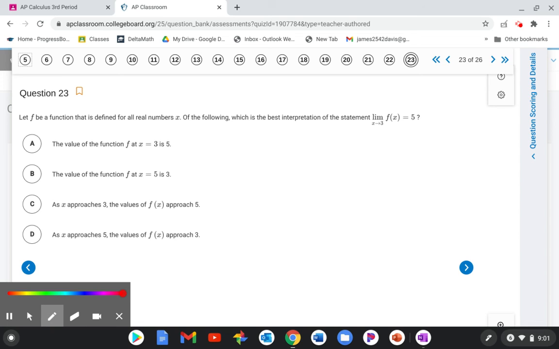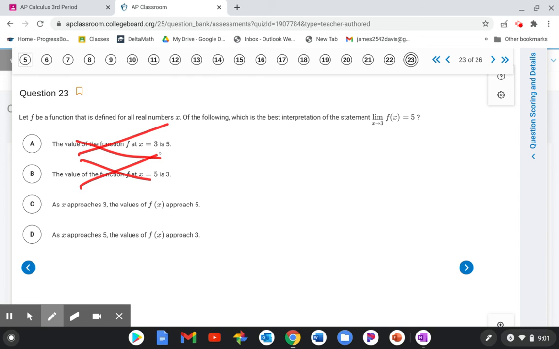All right, next one, best interpretation of the limit as x goes to 3 equals 5. So basically, do you understand what a limit actually is? The first two say that the value of the function is, well, you can rule those out right away because we know that a limit is not saying the actual value of the function is. We know it's saying as you approach this x value, this is what the y value equals. So you can eliminate those first two. And then you just have to determine from there, this is the limit as x approaches 3. So that's got to be C, and that the y value f of x approaches 5. So that's going to be C.